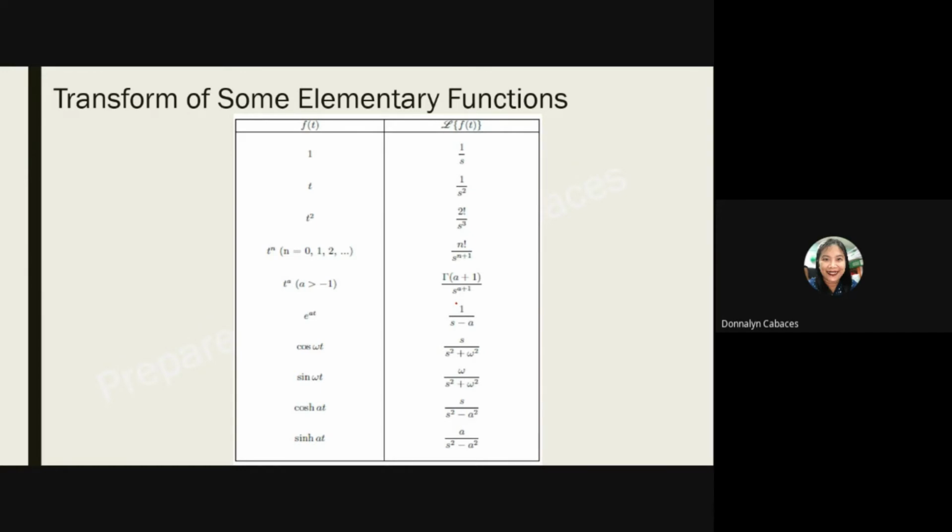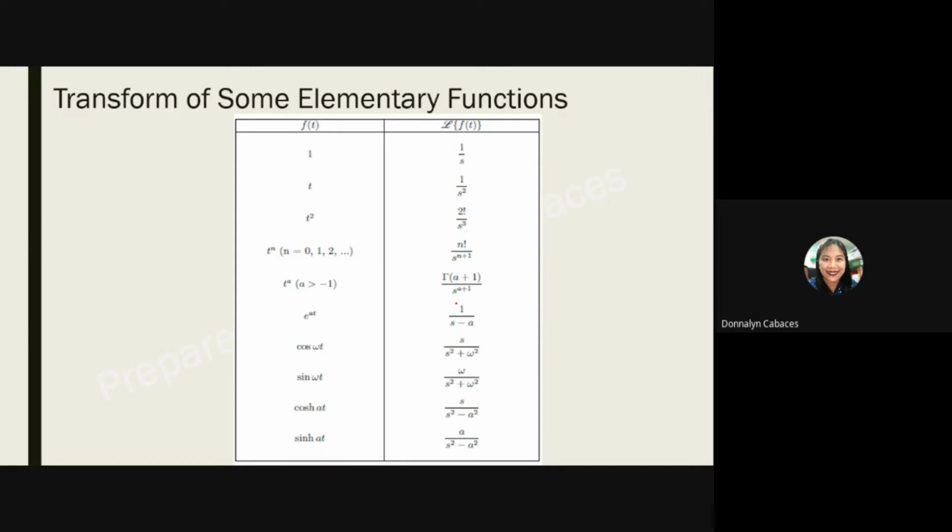Then you have the Laplace of cosine of omega t, which is s over s squared plus omega squared. Sine of omega t, the Laplace of that is omega over s squared plus omega squared. The hyperbolic cosine of at is s over s squared minus a squared. The hyperbolic sine of at is equal to a over s squared minus a squared.